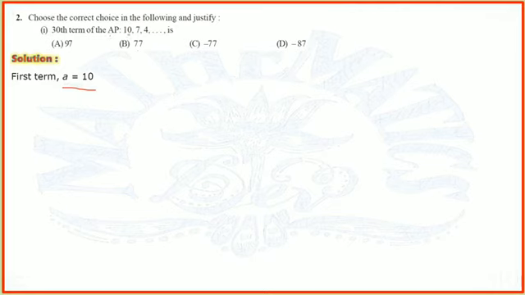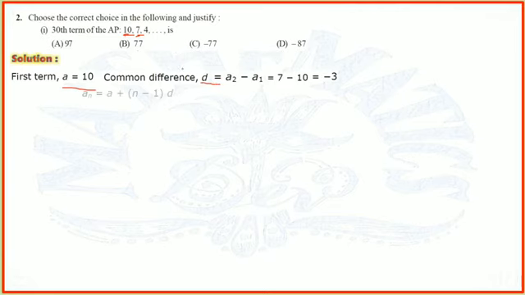a is equal to 10, that is this. d is equal to 7 minus 10, that is the second term minus the first term, which is equal to minus 3. Here we got a, we got d. Now for the formula of the nth term, we are asked for the 30th term: an is equal to a plus (n minus 1) into d.